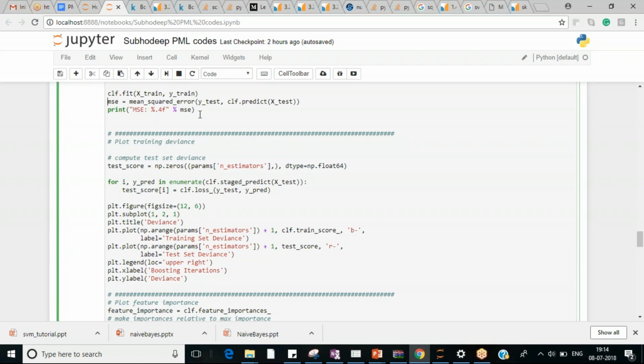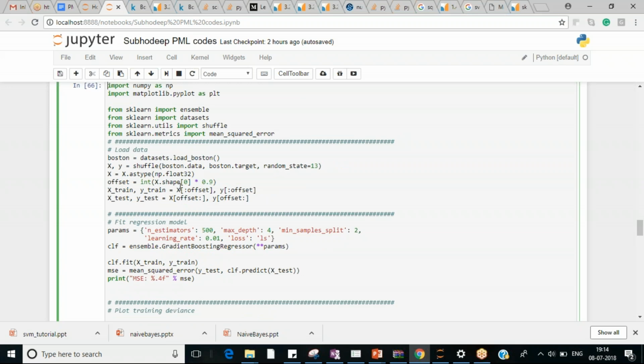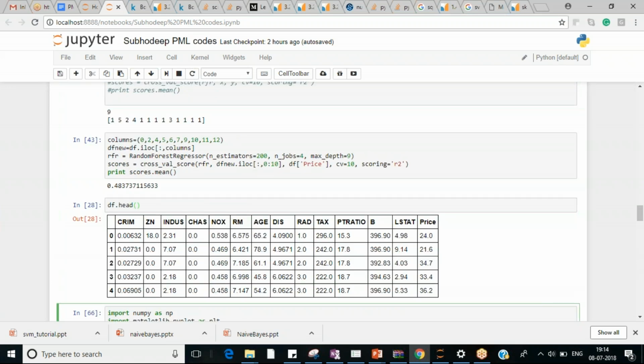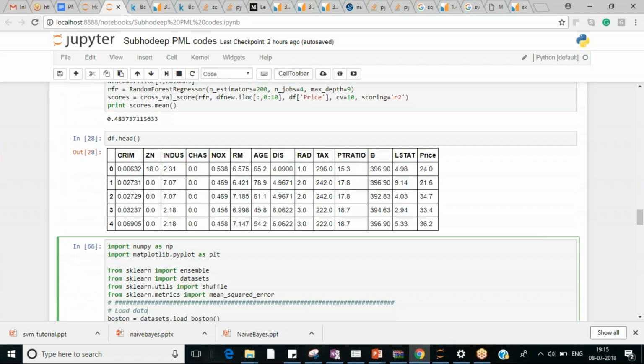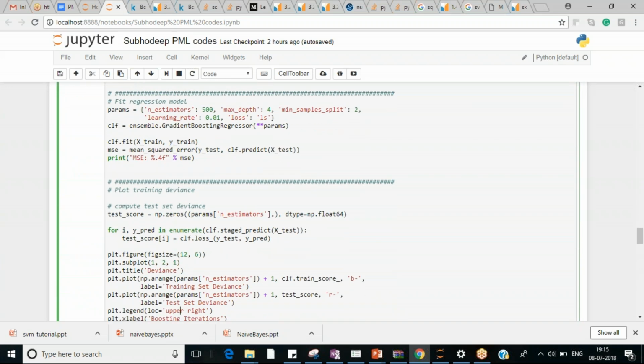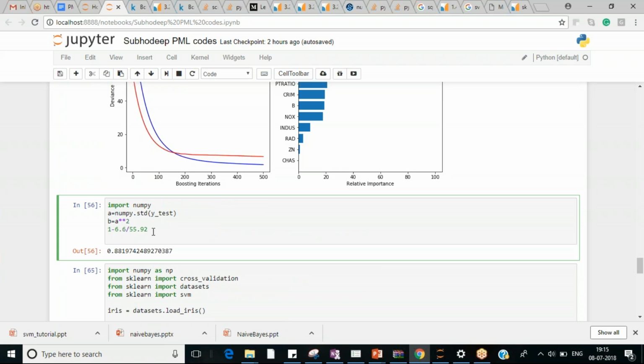So you had that 80%, 90% division, right? After the graph you had the code. I think this is the code only. Oh no, I think after the graph you had the NumPy, standard deviation, all that, right? So what is 1 minus 6.6? What is that value coming from?